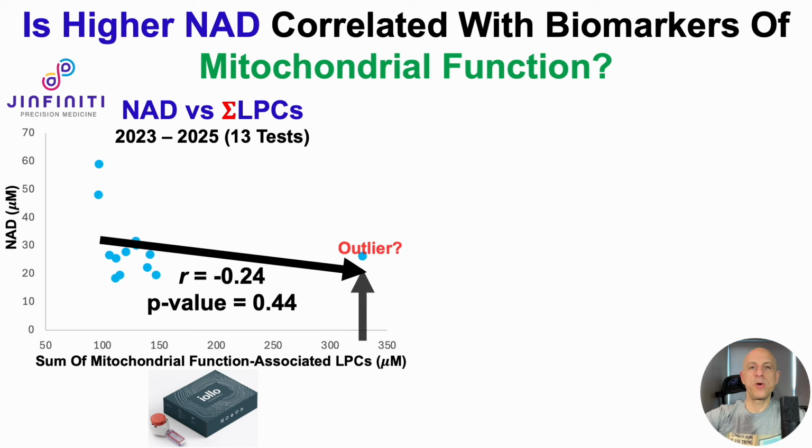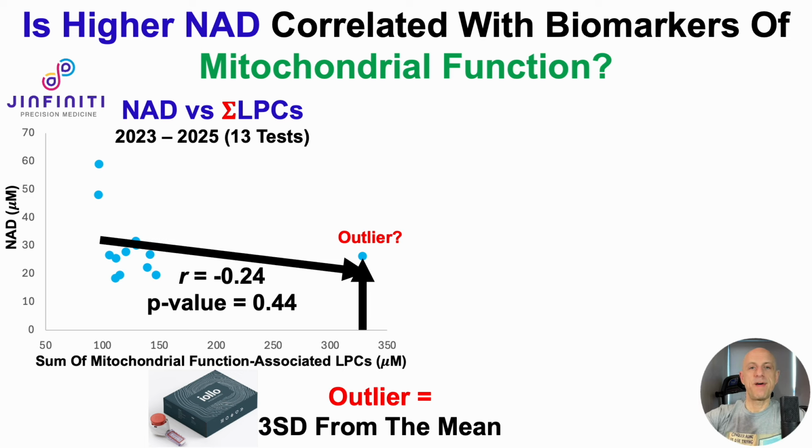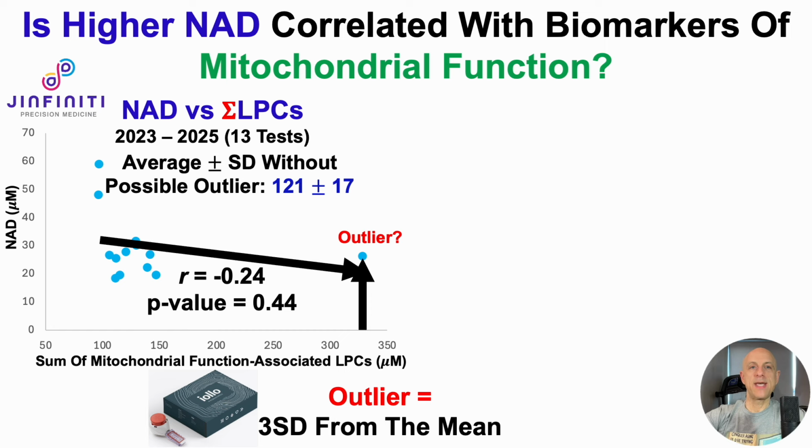But note that I've got one data point that may be driving this correlation. So is that an outlier? Mathematically, an outlier is defined as being 3 standard deviations from the mean, or average. So when taking that point out and taking the average plus or minus a standard deviation for the 12 remaining tests, we get an average of 121 plus or minus 17, which means that for a point to be considered an outlier, it would need to be greater than 172 micromolar, which would be 3 standard deviations from the mean. In this case, that singular point is at around 325 micromolar, which is higher than 172. So for sure, this is mathematically an outlier.